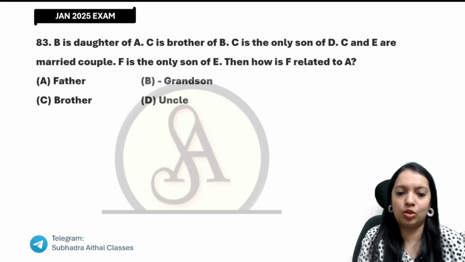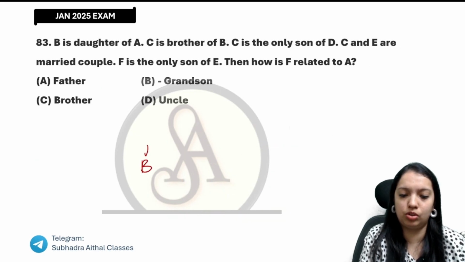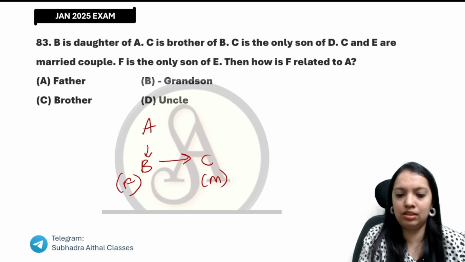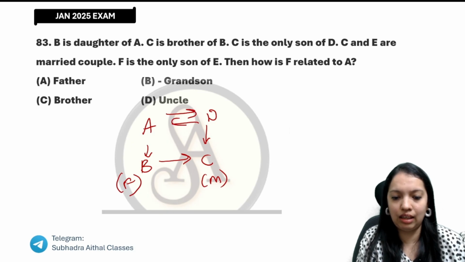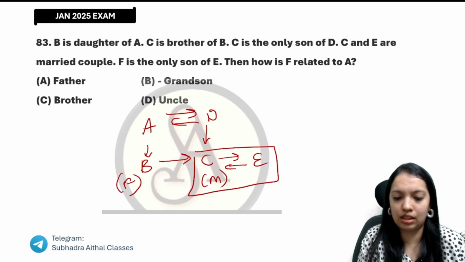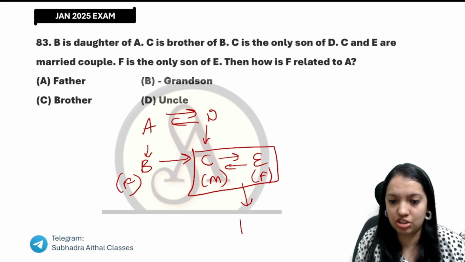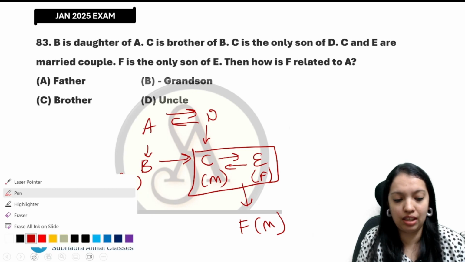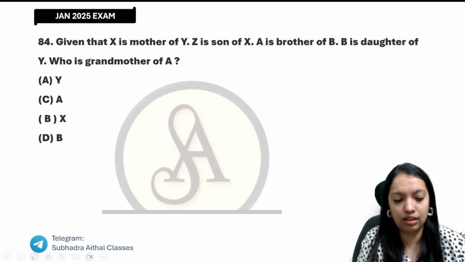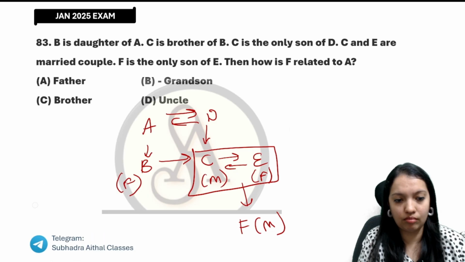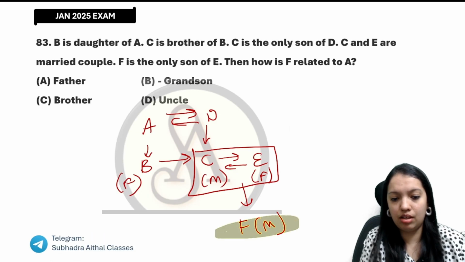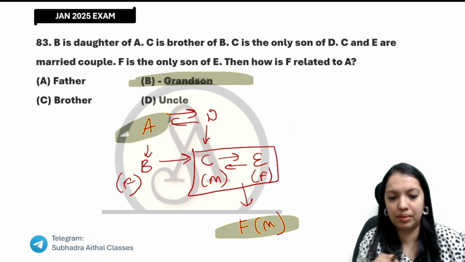Next, B is daughter of A, blood relation question. B is daughter of A, female. C is brother of B, male. C is only son of D. That means these two are married couple. C and E are married couple. So this is another married couple, female. F is only son of E, next generation son. How is F related to A? When you actually consider it from A, F becomes the grandson because he is the male person.